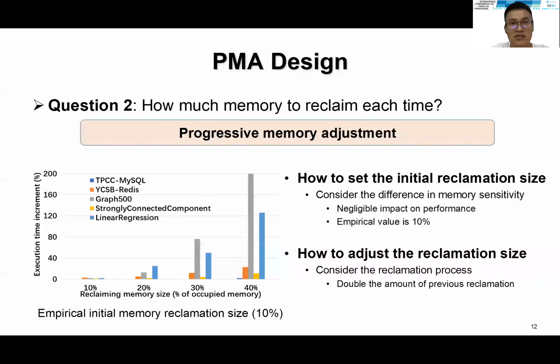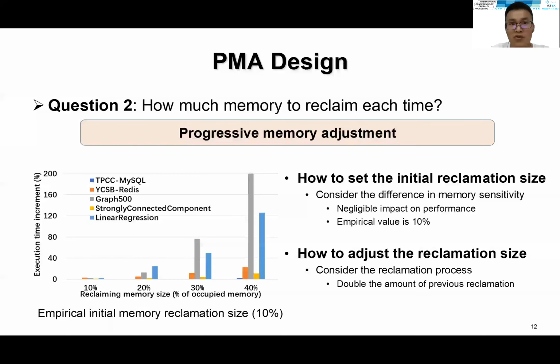For the second question, we propose a progressive memory adjustment strategy. We need to solve two problems. The first problem is how to set the initial reclamation size. We need to consider the difference in memory sensitivity of different applications and set a reclamation size that has little impact on performance. We experimentally obtained an empirical value of 10%, and this value can be tuned by users.